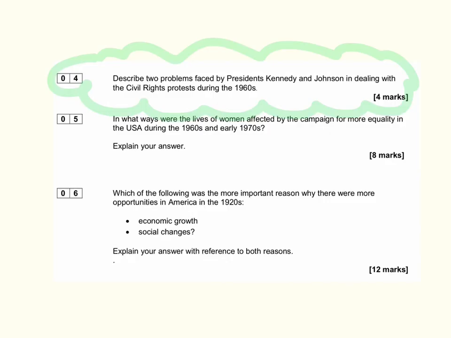The first knowledge question you get is the easiest. It's a 4-mark question and it looks like this. It'll say describe two problems and then something else, in this case faced by Presidents Kennedy and Johnson in dealing with the civil rights protests during the 1960s.